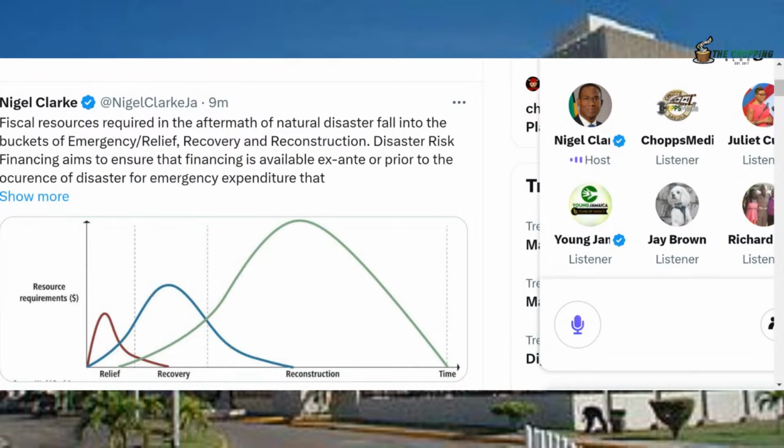Jamaica pioneered not just a cat bond, but something that is referred to as a cat in a grid, where a grid is put over the landmass of Jamaica and the surrounding waters, and the grid consists of squares and triangles, and each grid is associated with a centralized air pressure.